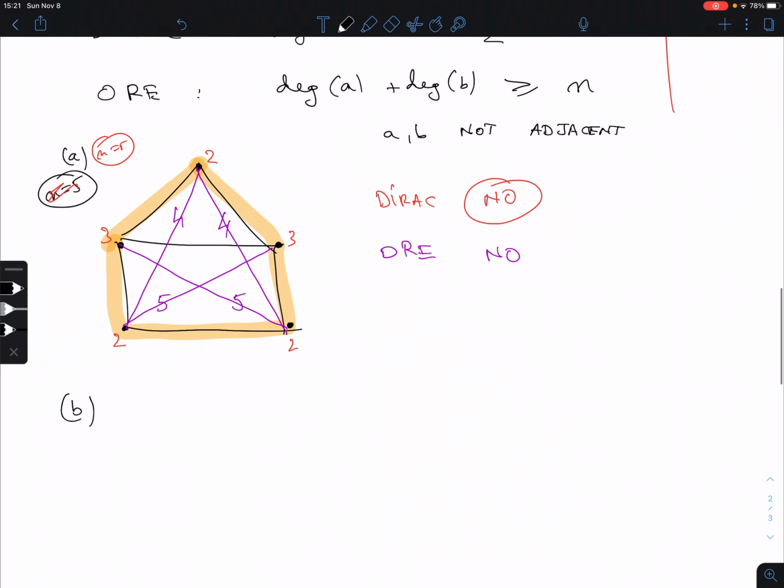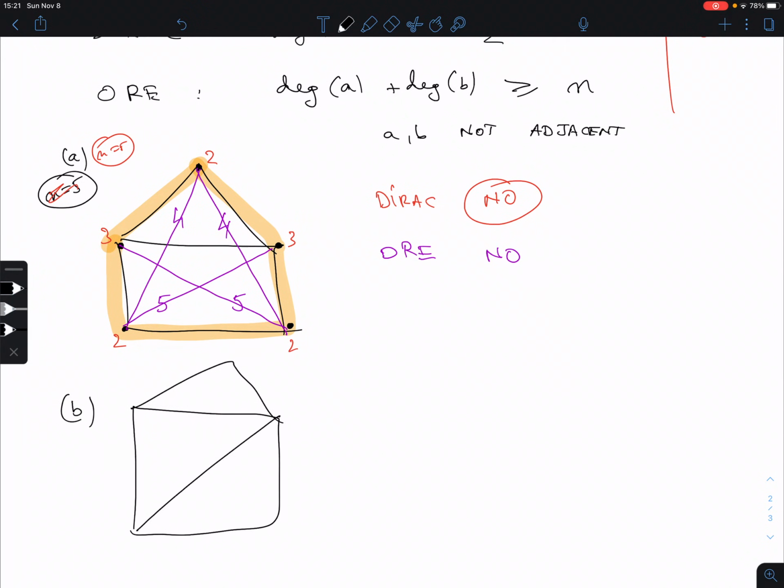The next one, B, is the same house with one of the diagonals now also there. Now, before I even move on, what do you think? Is this going to have a Hamilton circuit? Yes, because adding edges is just going to make it easier to find a Hamilton circuit. If you have already one, and that's the previous one, adding one edge is not going to change anything. So we know that there's going to be a Hamilton circuit.